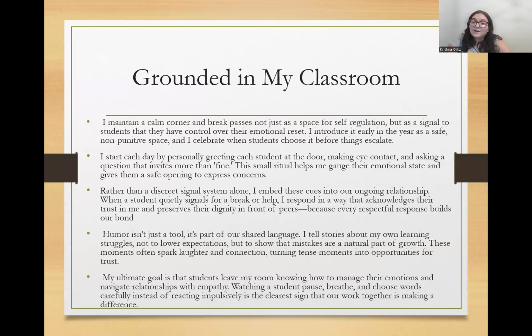So, I tell stories about my own learning struggles. I tell them how when I was in school, I had struggles too. And sometimes it might be funny. They might laugh at me. Not to lower expectations, but to show that mistakes are a natural part of growth. These moments often spark laughter and connection, turning tense moments into opportunities for trust.